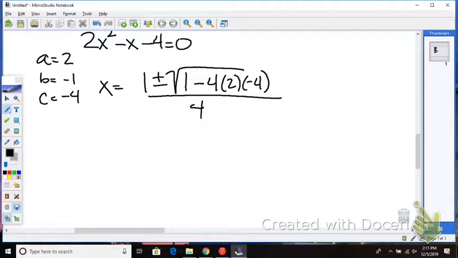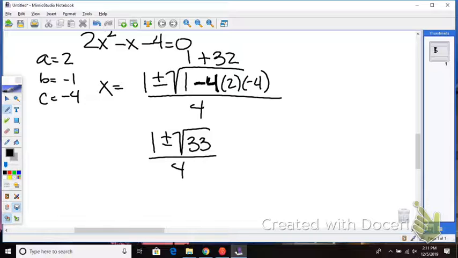So we're going to start on the inside here, and I have a 1. That's this one right here. Then my next number, I have -4 times 2, which is -8, times a -4 is a positive 32. So I want you to always treat this number as a -4 to get your number, because a lot of people get stuck there. So I have 1 plus or minus the square root of 33, because 1 plus 32 is 33, all divided by 4.